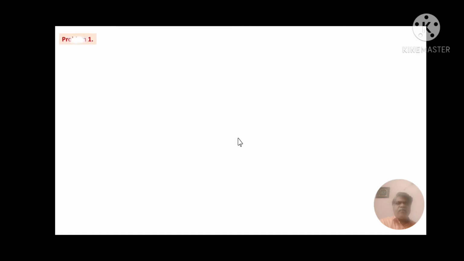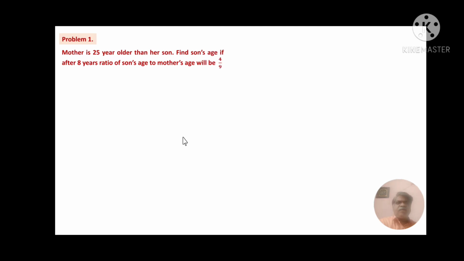Problem number 1: Mother is 25 years older than her son. Find the son's age if after 8 years, the ratio of the son's age to the mother's age will be 4 upon 9. Friends, these are very interesting problems. You have to split the problem, write the expressions, and later equate them, which will form the linear equation, and you have to solve it. So let us try. First, you must know the meaning of the sentences given in the word problem. Those may depend on age. This problem is based on age only.